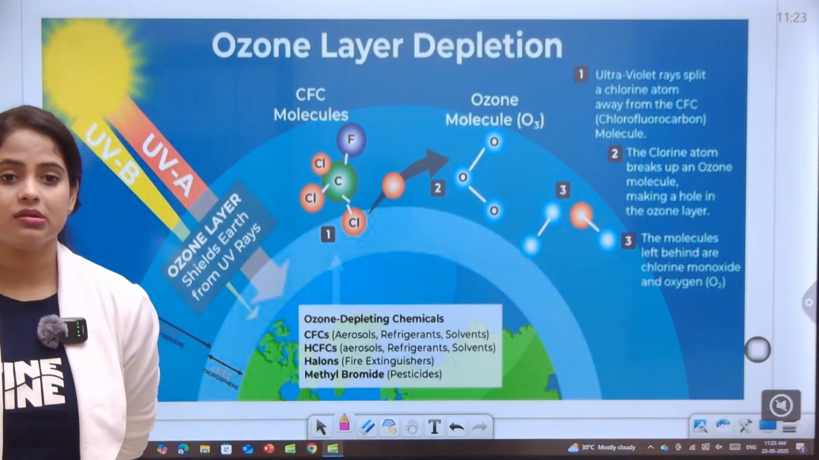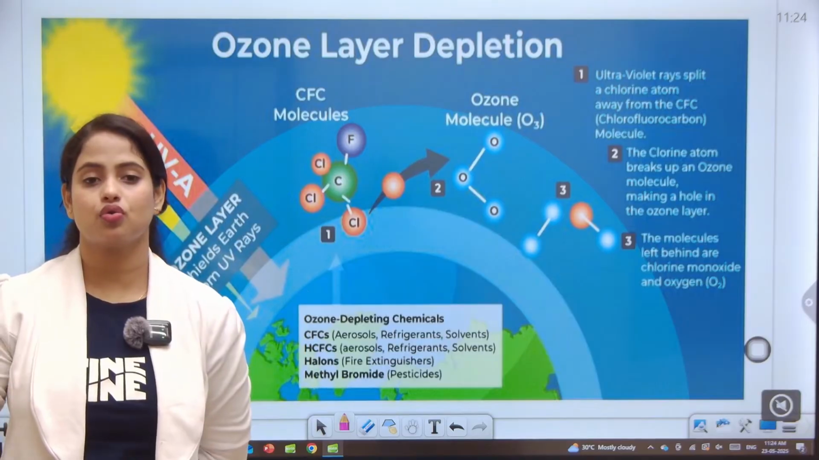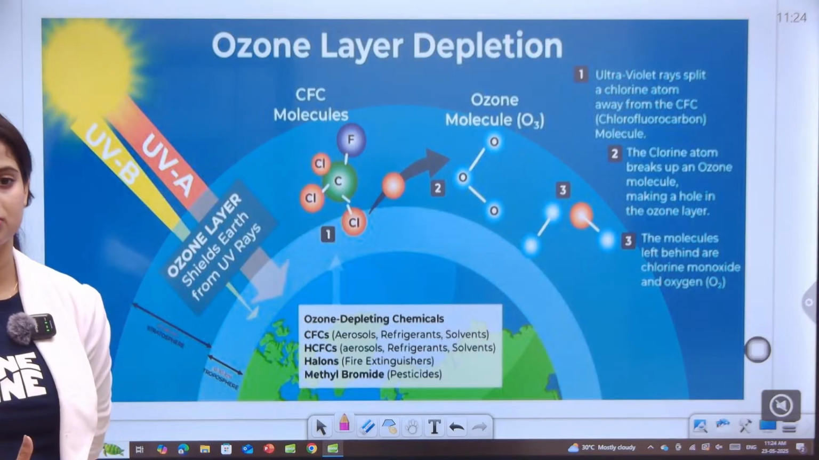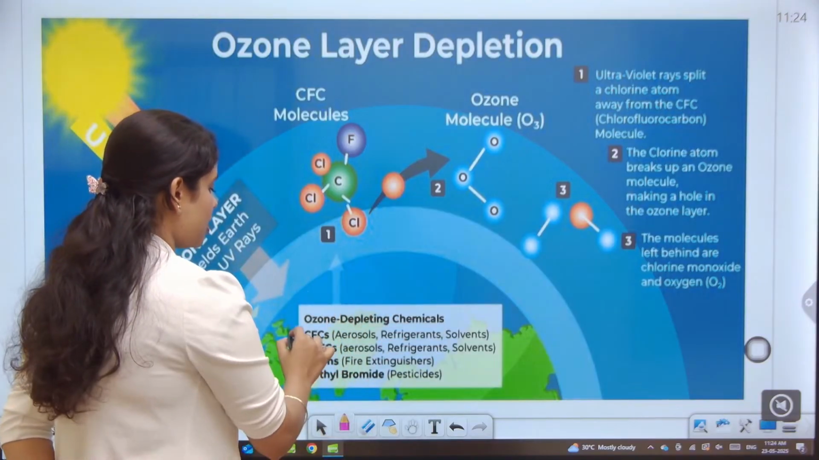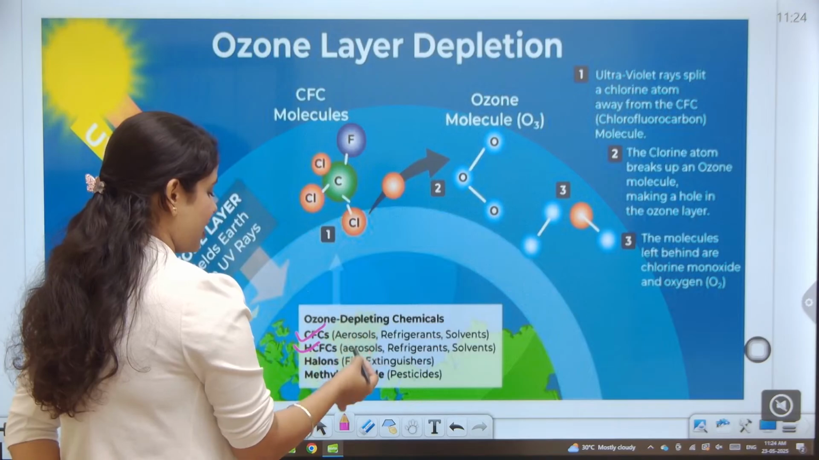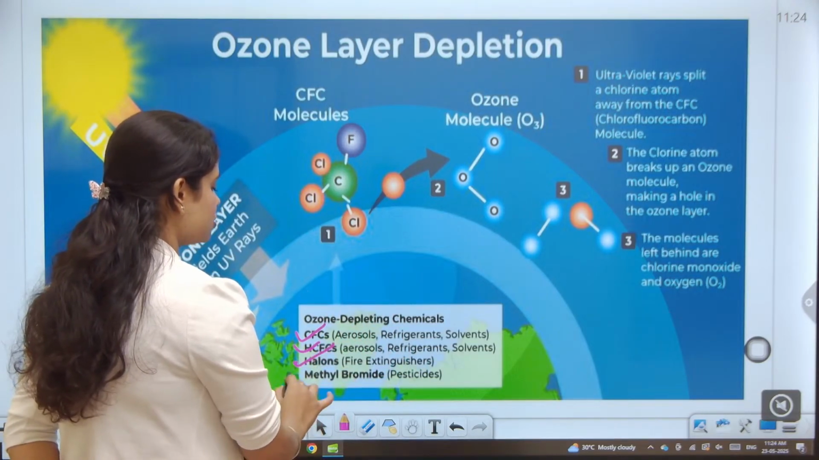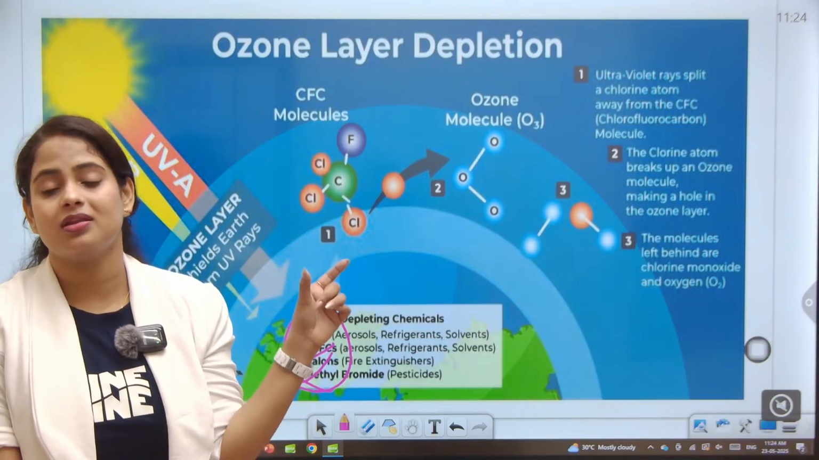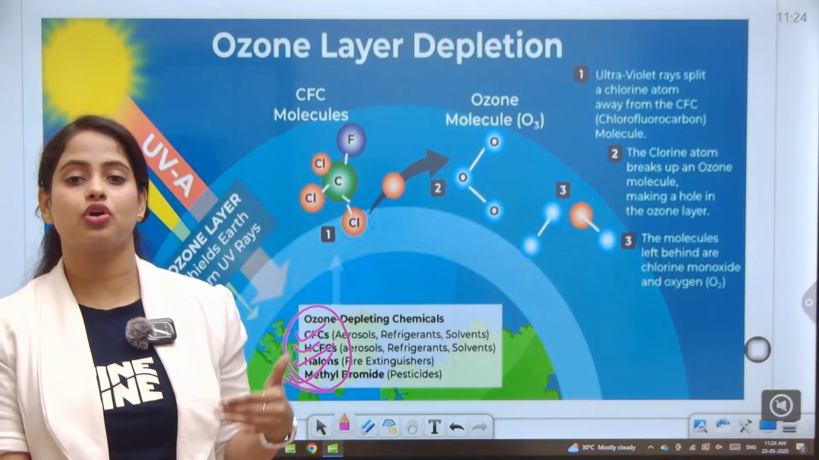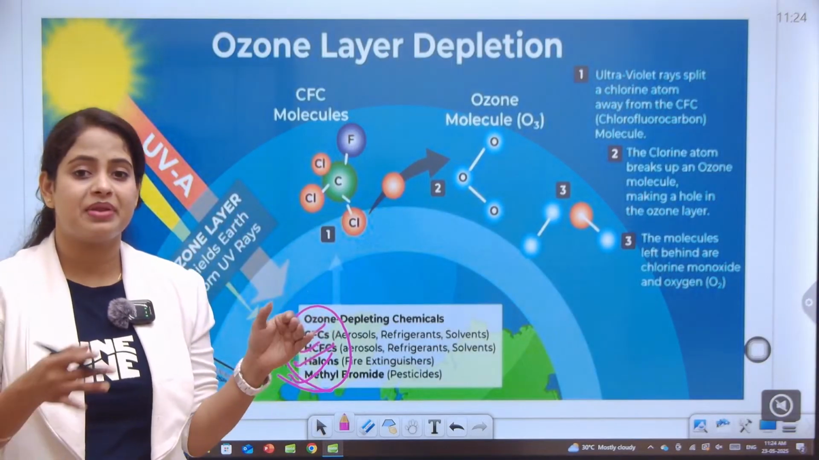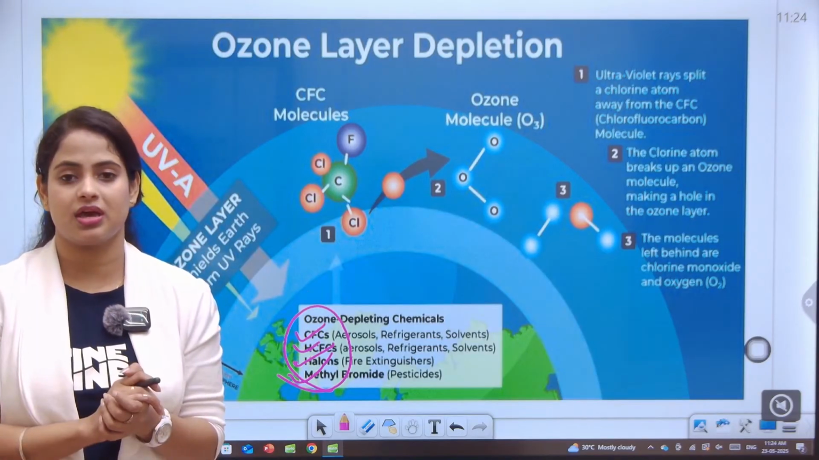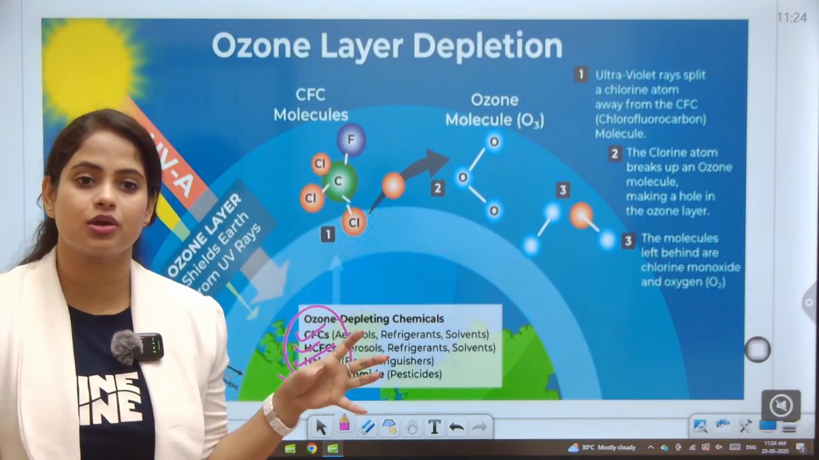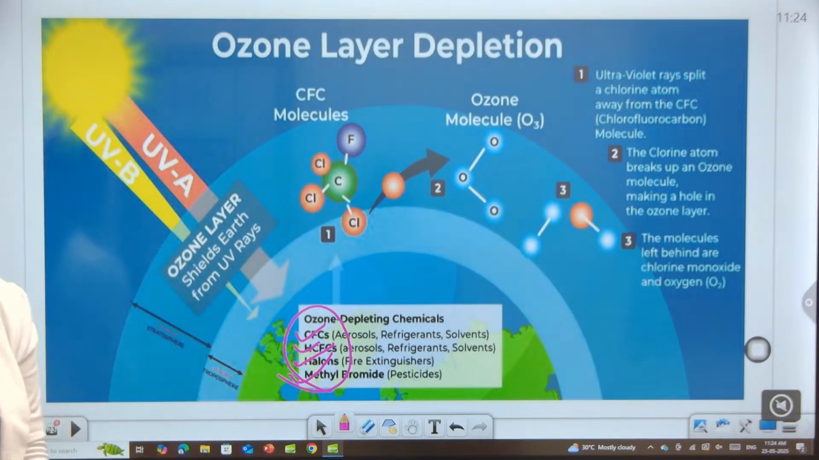Ozone layer depletion is mainly due to the excess emission of carbons, that is chlorofluorocarbons, which is the main reason. The ozone-depleting chemicals are chlorofluorocarbons, aerosols, halogens, methyl bromide. Mostly the known element is chlorofluorocarbons. Firstly, ultraviolet rays hit a chlorine atom away from the chlorofluorocarbon molecule. Then the chlorine atom breaks off an ozone molecule, making a hole in the ozone layer. The molecules left behind are chlorine monoxide and oxygen. That means it is directly linked with chlorofluorocarbons. Clear? Very good.